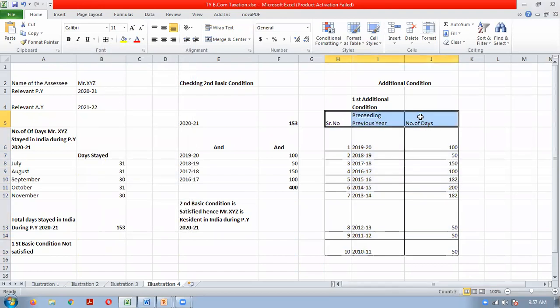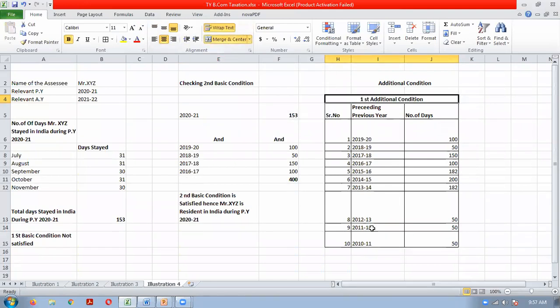Everybody go through this data of the past 10 years and tell whether XYZ was a resident in any 2 years in this 10 years. Firstly, go through this data of 10 years and tell whether Mr. XYZ was resident in any 2 years out of this 10 years. No need of checking more because we require only 2 years. By reading this data, tell whether in any of these years XYZ was a resident or not resident.